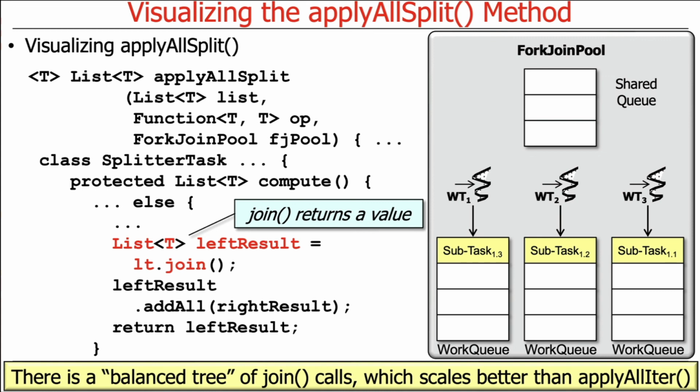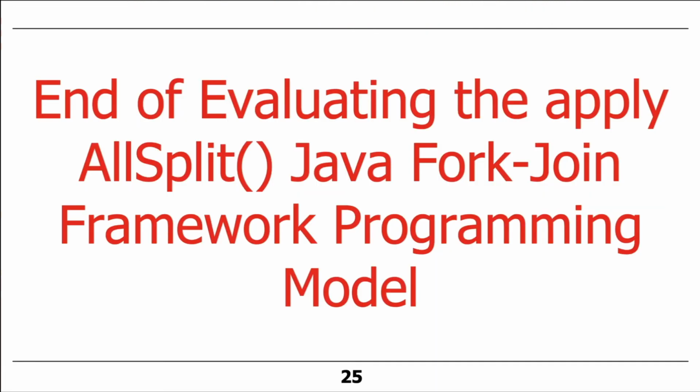What we end up with here is a balanced tree of join calls, which is going to scale up better than applyAllIter, where there was just one thread that was waiting for everything to finish. Okay, so that's the end of the applyAllSplit model, which is a bit more complicated, but we'll see later that in some circumstances there's a win doing it that way.